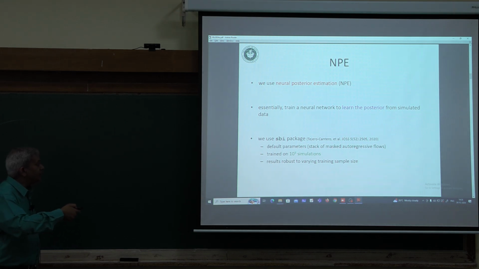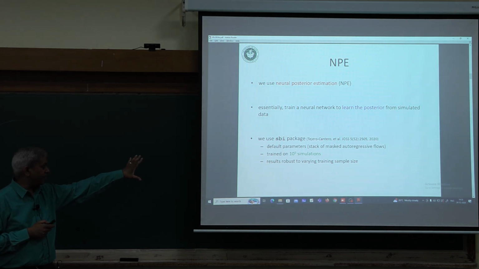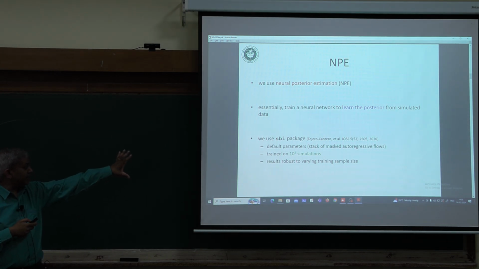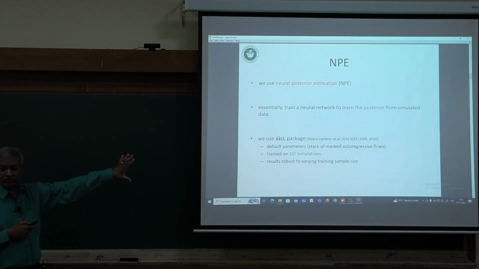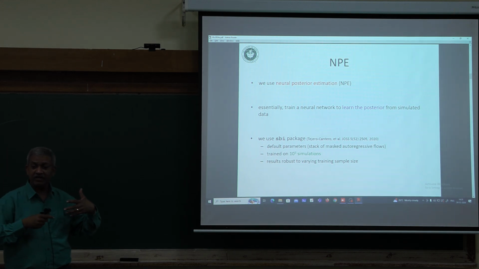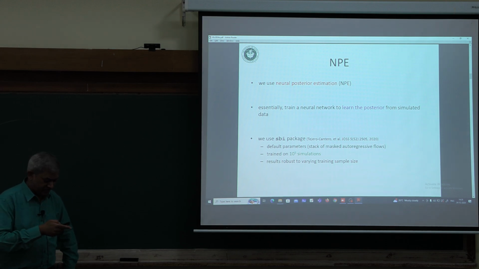And to implement that, we use the SBI package. And again, we just use the default parameters on that. For the machine learning aficionados, the architecture they use is a stack of masked autoregressive flows. And we end up training the neural networks on 10^5 simulations. Although we've tested that, given the summary statistic we're using, if you use a larger training sample, we've done some runs with a larger training sample, and the posteriors you return are robust to varying the size of the training sample. So 10^5 is reasonable given these summary statistics.